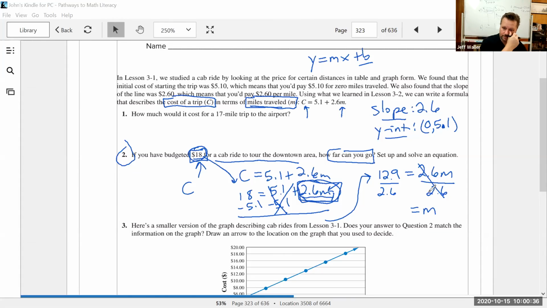It's going to be something, I don't know. Something kind of gross, it seems like. What is it? 4.96. 4.96? Okay. So almost 5 miles. We can make it almost 5 miles. That's what that means. So the cabbie's going to kick us out. When it's approaching 5, he's going to say, get out of my cab.